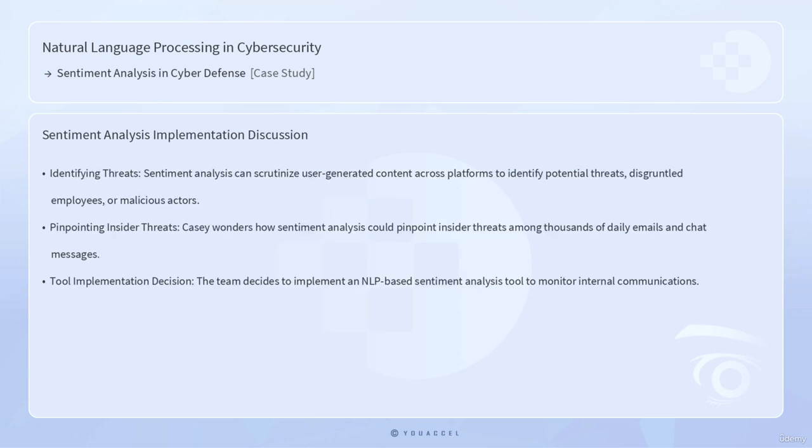Alex begins the meeting by explaining that sentiment analysis can scrutinize user-generated content across platforms to identify potential threats, disgruntled employees, or malicious actors. This leads Casey, a senior data analyst, to wonder how sentiment analysis could pinpoint insider threats among thousands of daily emails and chat messages. The team decides to implement an NLP-based sentiment analysis tool to monitor internal communications.